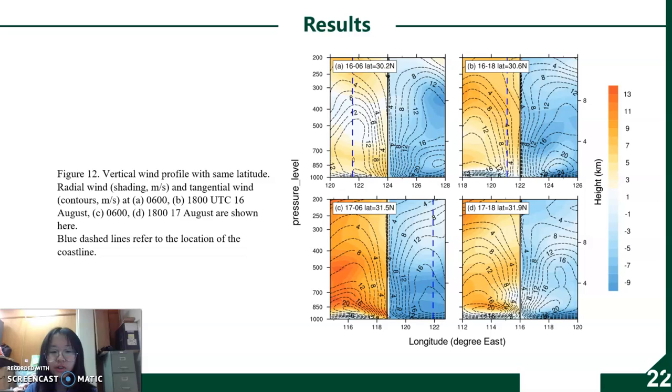Figure 12 is a vertical wind profile at the same latitude across the TC center. The tangential wind is relatively asymmetric in 12B and 12C, which leads to the asymmetric upward motion due to the difference in inertial stability. We can notice from the coastline that other systems also cause the outflow in the east of Rambia. The land friction contributes to the inflow at lower levels.